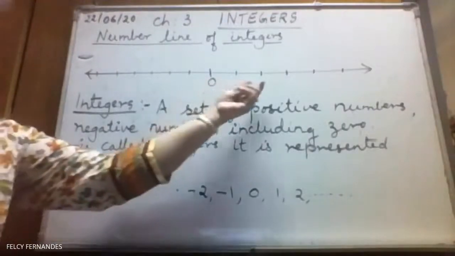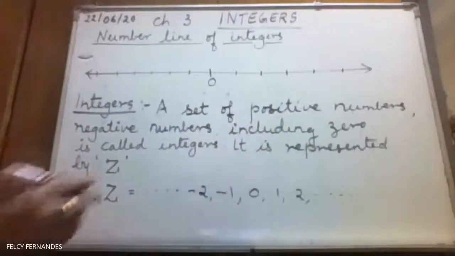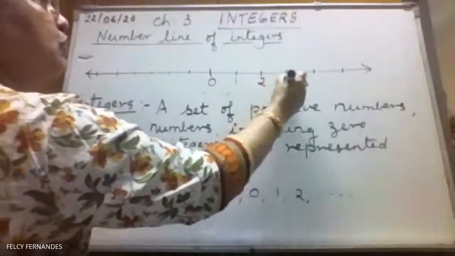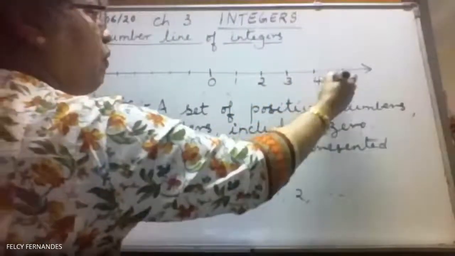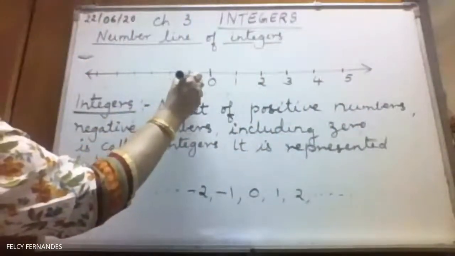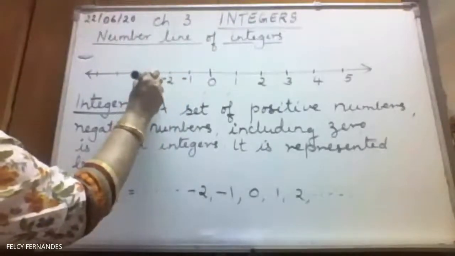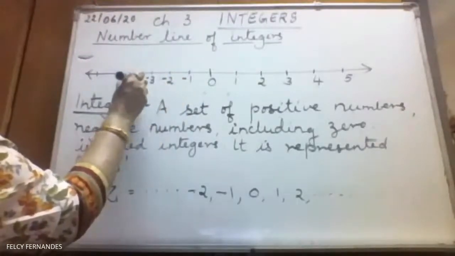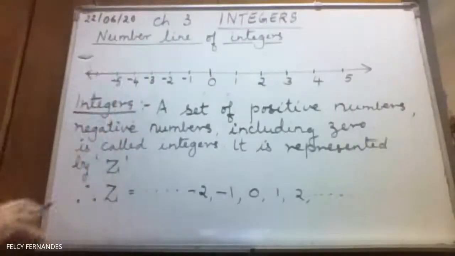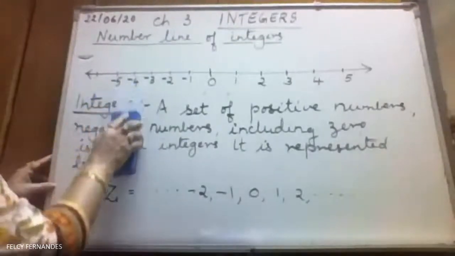How many centimeters? Maybe 3 centimeters, 4 centimeters, you get, it's enough. And here you should write 1, 2, 3, 4, if possible 5. And this side you should write -1, -2, -3, -4, -5, etc. Complete this much, children. Neatly draw.